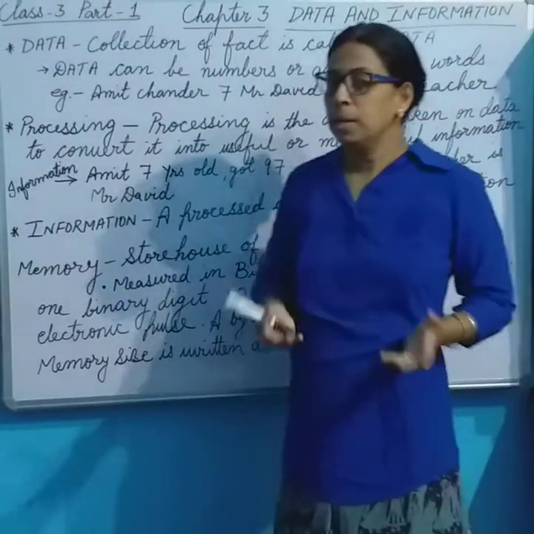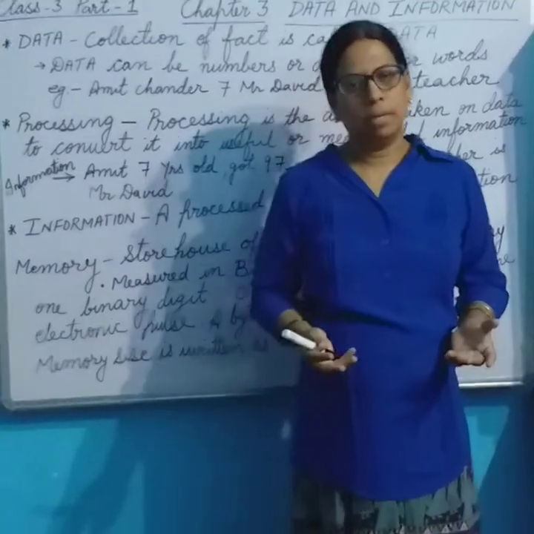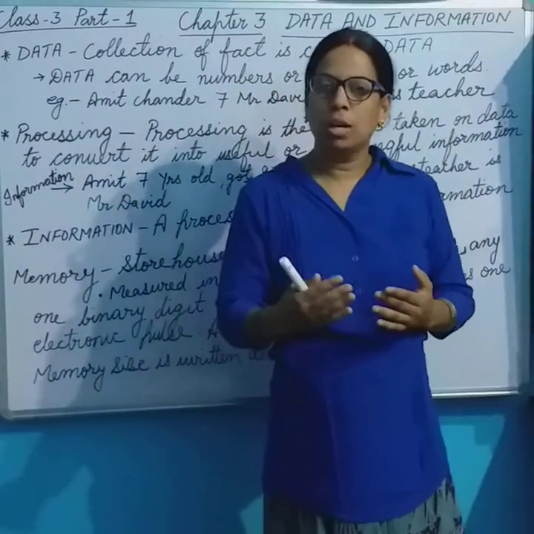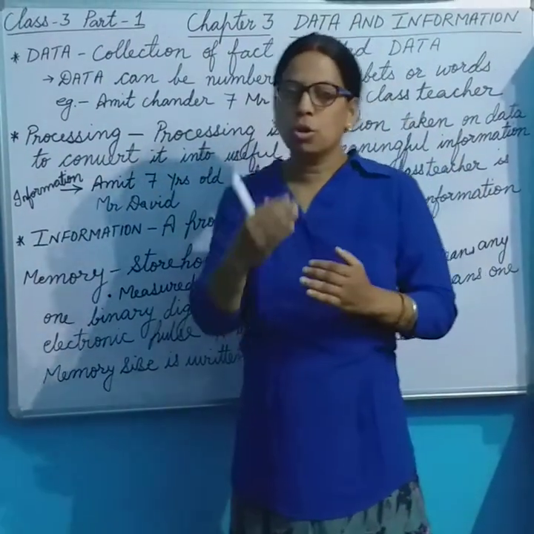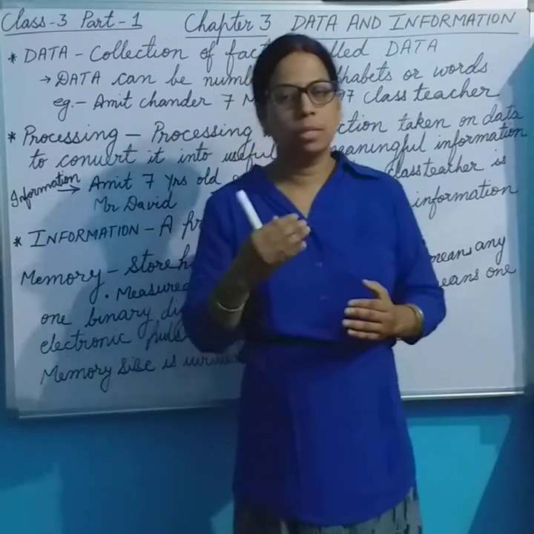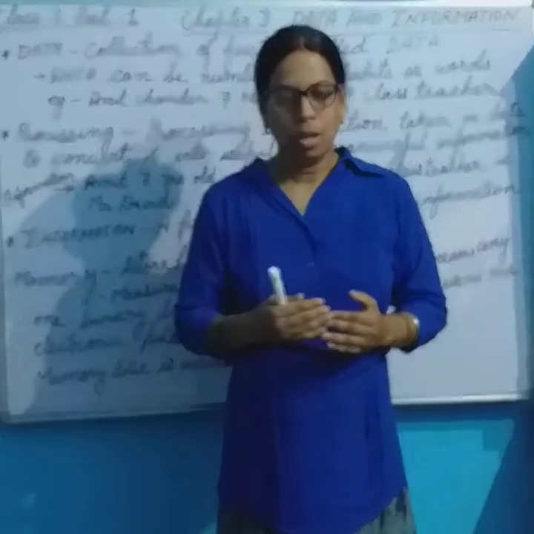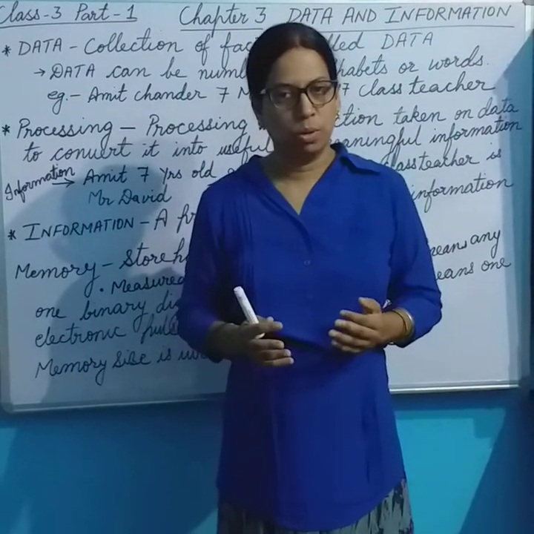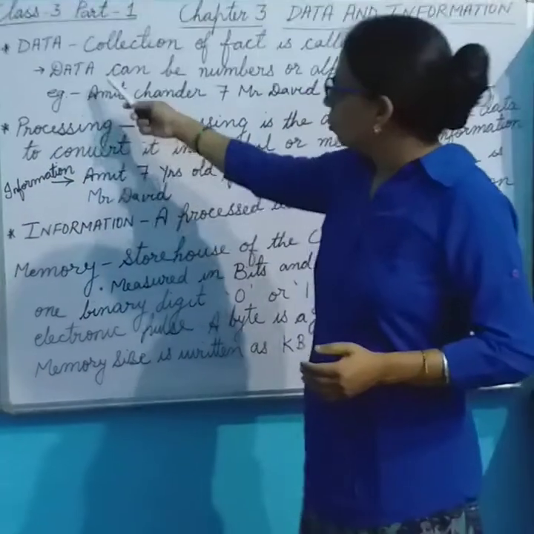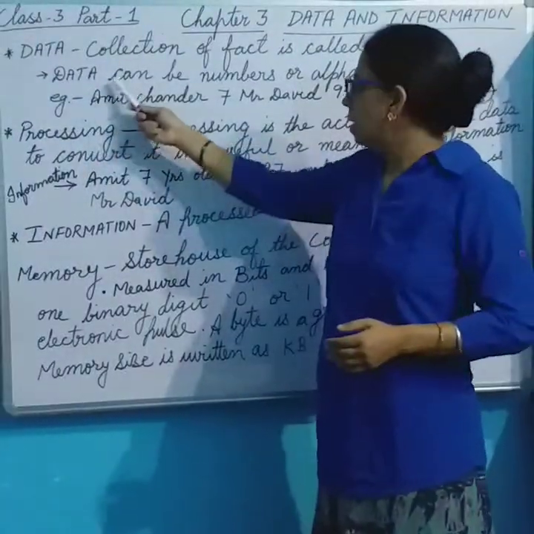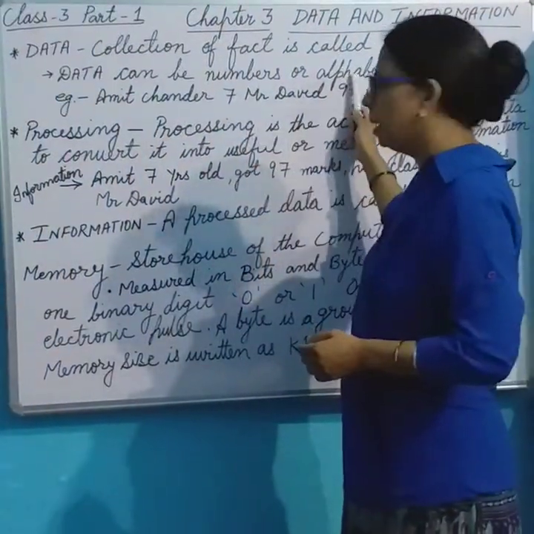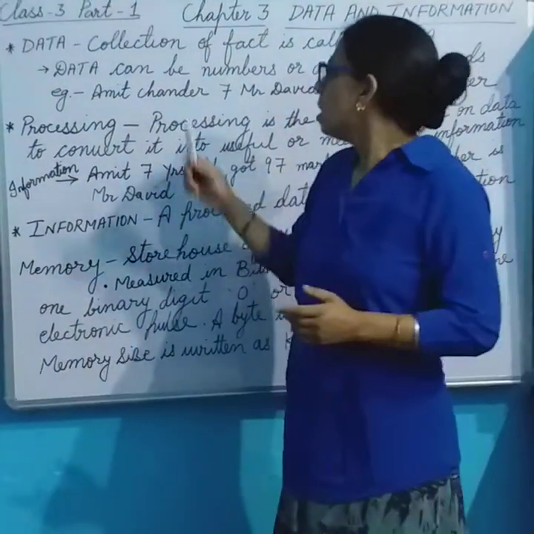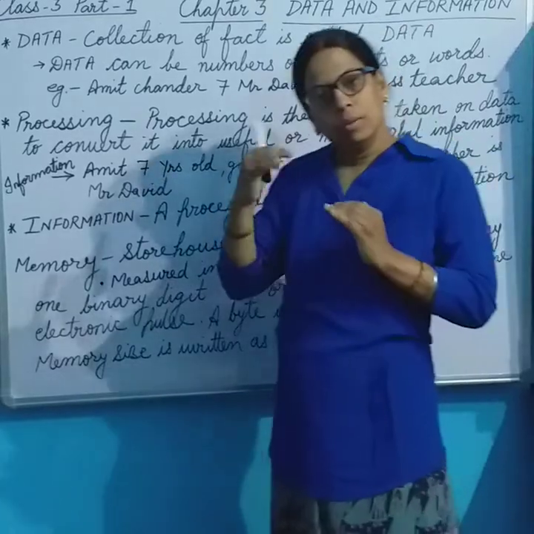So it can be numbers, it can be alphabets. Suppose it is not marks, then it will be only names. If the teacher asks, just give me the list of the students whose name starts with A, in that condition there will be no numbers, only alphabets will be there. So data is not always a number. Data can be numbers, alphabets or words like names. Names are what? Words.